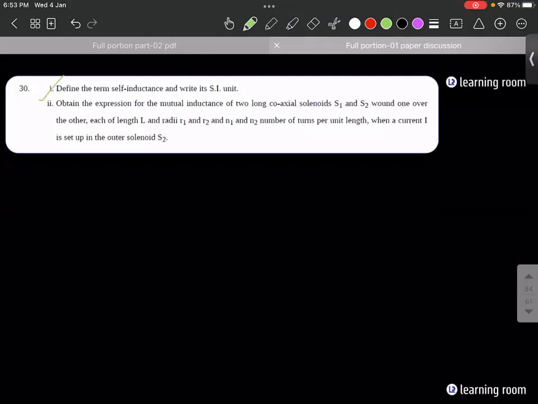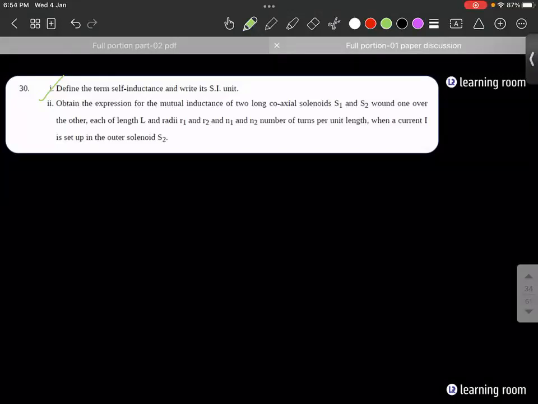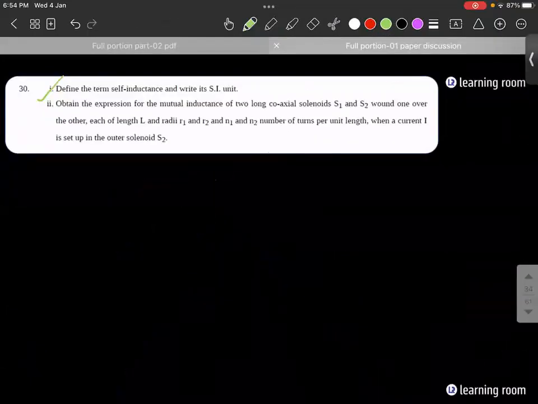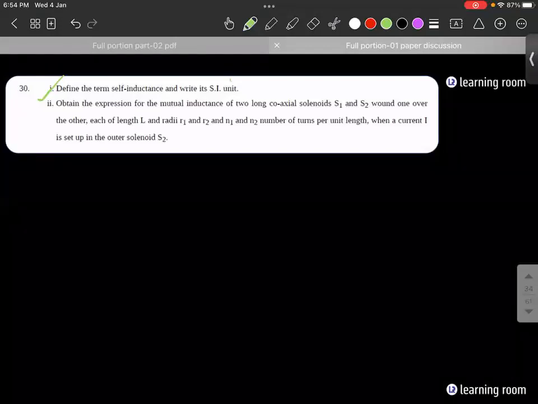Define the term self-inductance. So self-inductance means what? Inductance means it's a phenomenon, right? It's a property. So it is a property where an opposing current is generated in the coil due to the change in its own current, is called as self-inductance. So what about the SI unit? SI unit will be Henry.